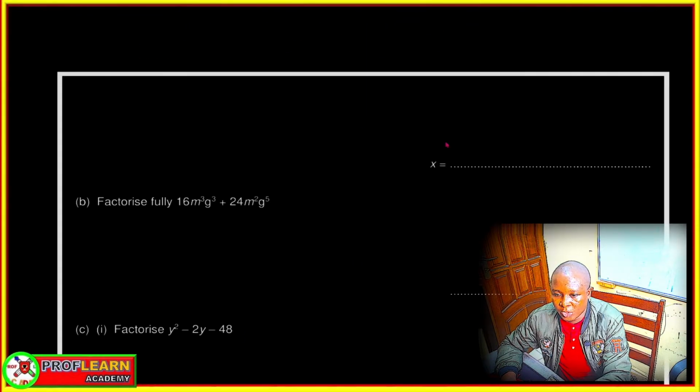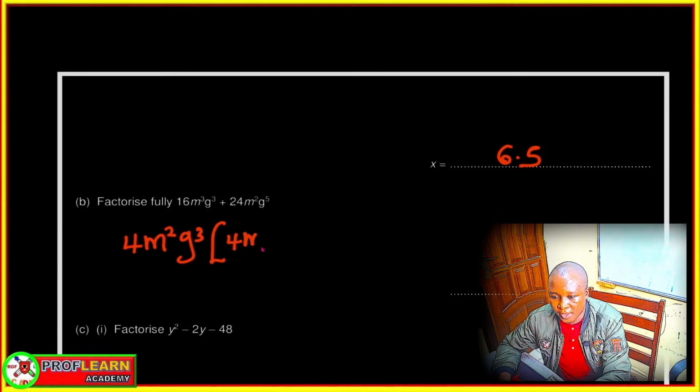Moving to question part B. This is actually factorization, which of course we have already done. You just identify the common term, and then you factor it out. You check what you can multiply with what's outside the bracket to get the term that we have here. If you have 4m squared g power 3, what do you multiply it by to get 16m cubed g power 3? So you can see it is 4m, and that is exactly what we need to write here so that we can make the examiner happy.